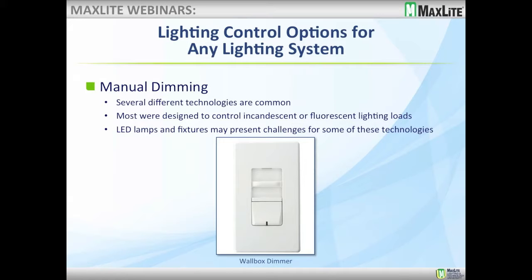Next is dimming, where you have what we would call manual dimming, where the operator goes to a control and actually turns down the light level of a fixture or a group of fixtures. And one of the things that I'm going to point out here is that most of the field installed legacy dimmers were designed to control incandescent or fluorescent lighting loads, and that trying to dim LED lamps can present some challenges because of the legacy dimmers and how they were designed.